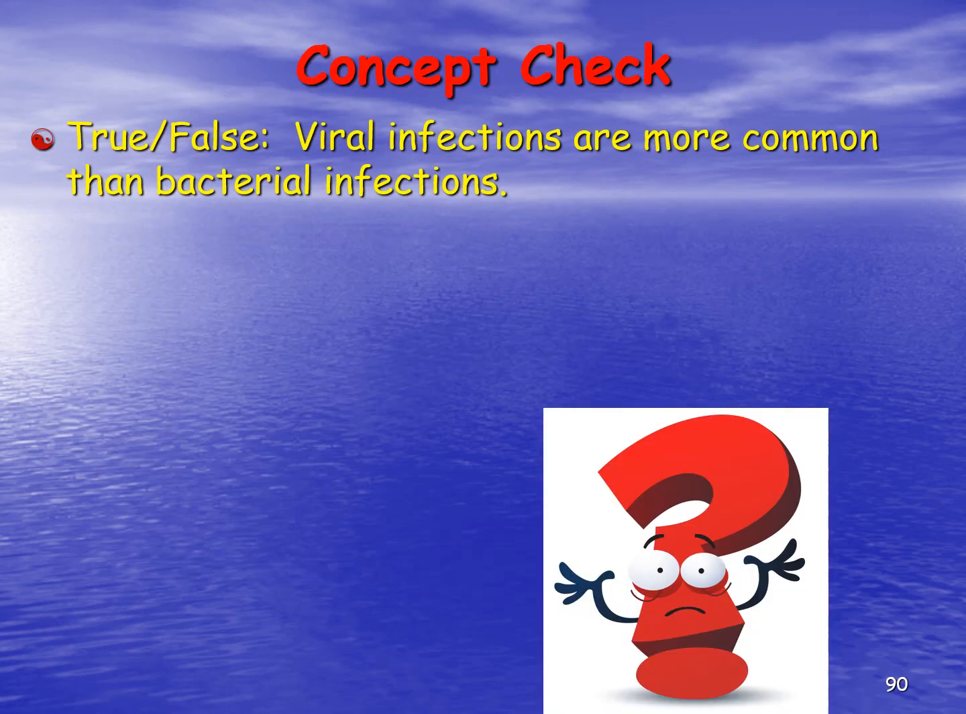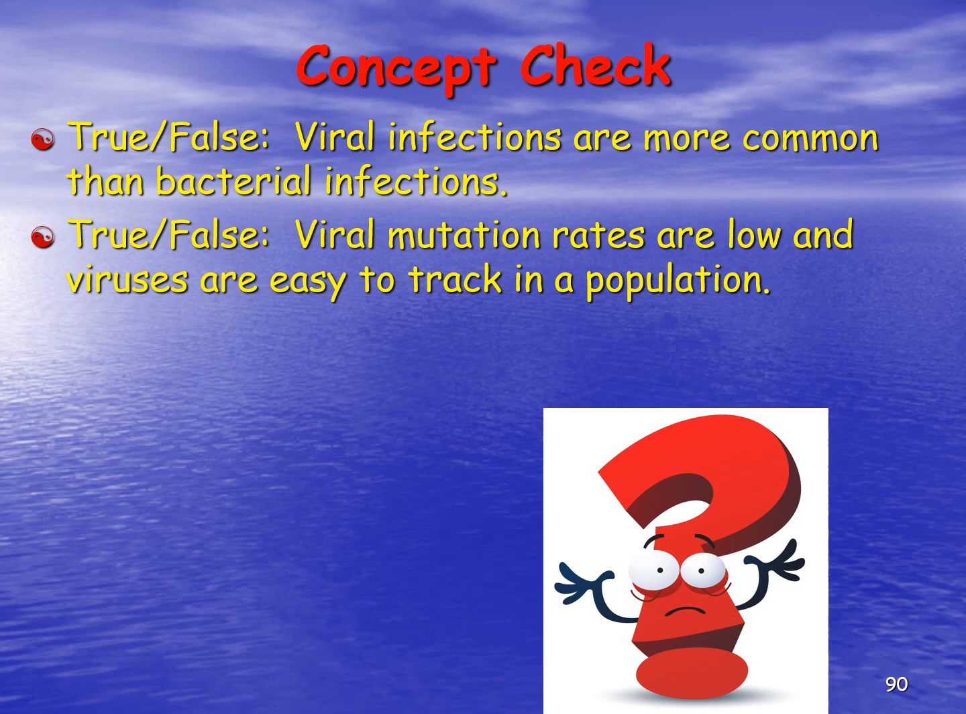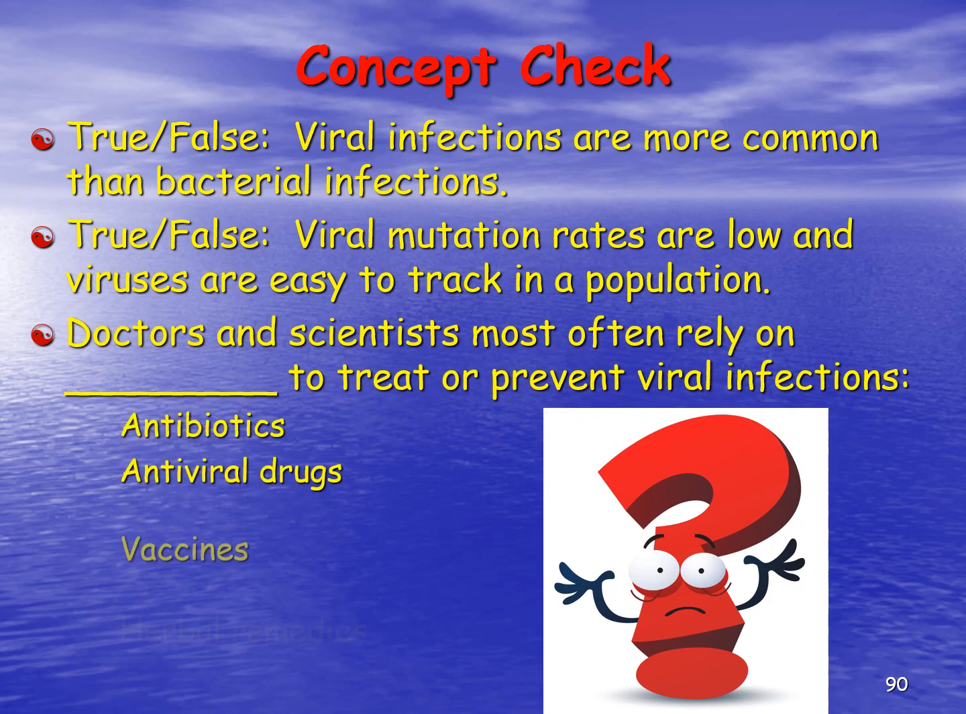So, viral infections are more common than bacterial infections. True or false? Viral mutation rates are low and viruses are easy to track within populations. True or false? Doctors and scientists most often rely on which of the following to treat or prevent viral infections?